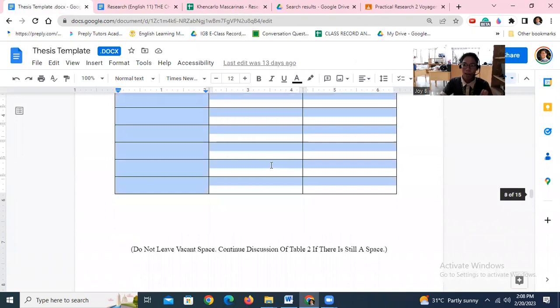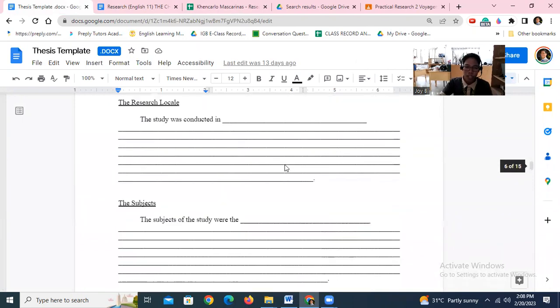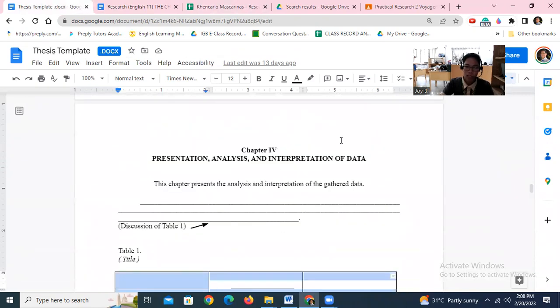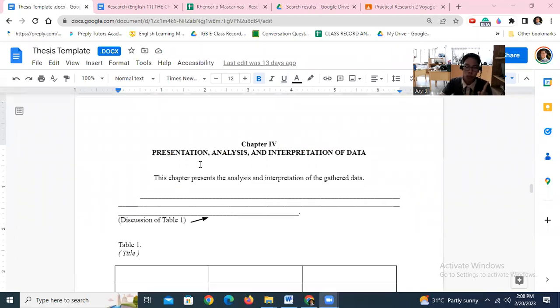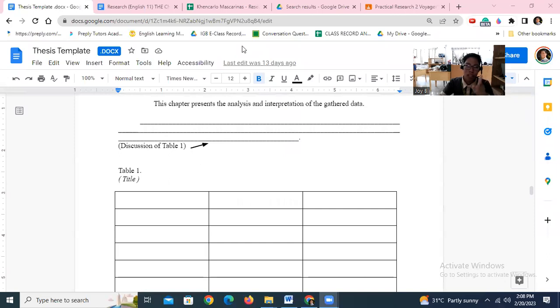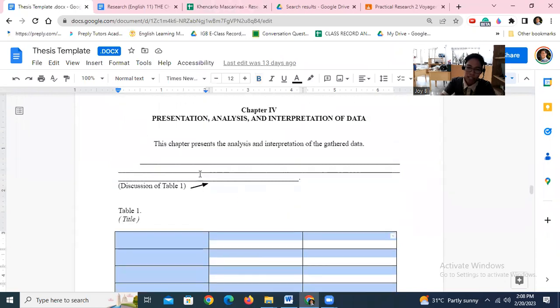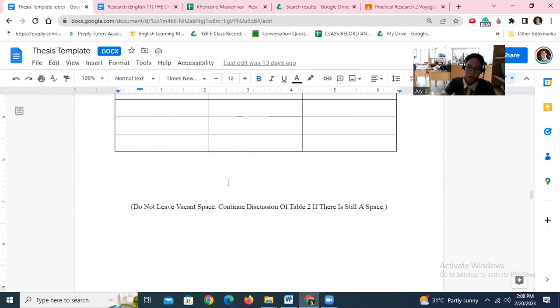Okay, nakuha? Okay, repeat ha, baka nalilito. Okay, repeat one more time. Kapag sinabing chapter 4, nandito ang presentation, analysis, and interpretation of data. So what you need to do here is that you make your table dito sa tally. After na tally is you need to copy the table here, then you need to explain here. Ano bang meaning ng table? Ano bang purpose ng table? Okay, so you will explain the table.